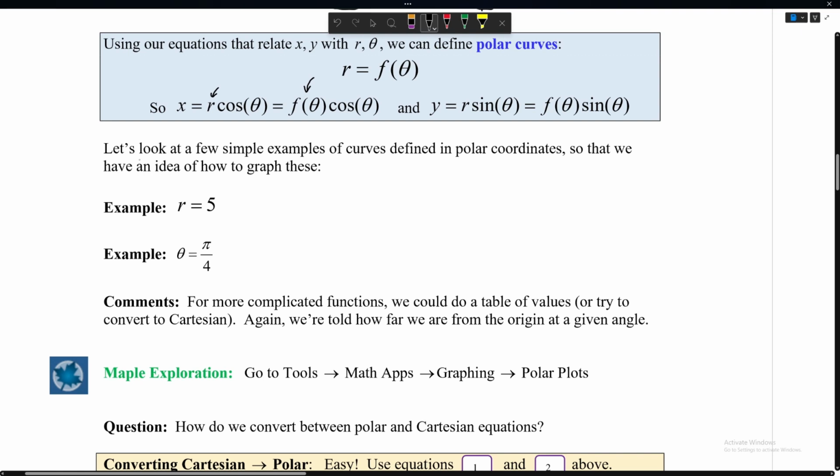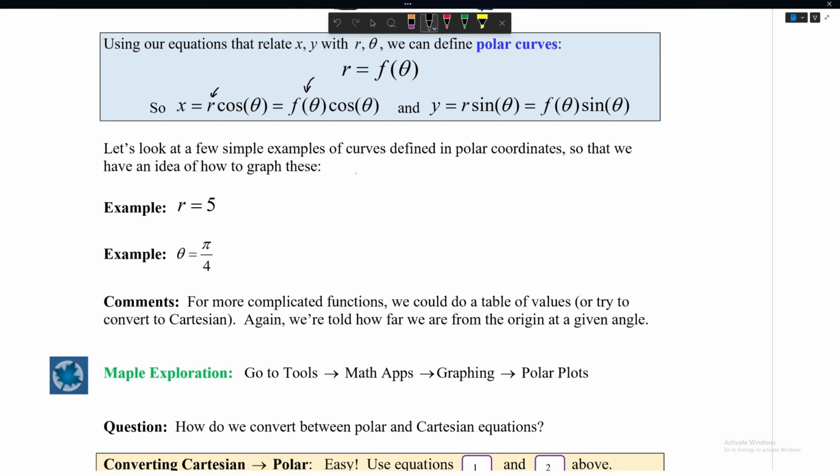Okay, so let's look at a few examples of curves defined in polar coordinates so that we have an idea of how to graph these. So r equals 5, so we just make a circle. When it says r equals 5, this is 5, and it's obviously 5 all around. So that's that. And we have another example here of the angle.